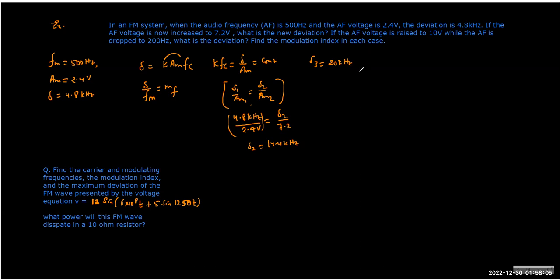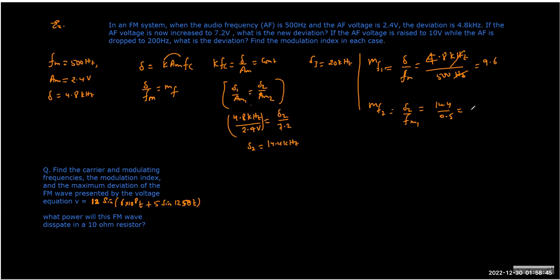So now the first modulation index is how much? The first delta by first FM. The first delta was how much? 4.8 kilohertz. And FM is 500 hertz. So this you can write as 9.6. That's it. The second case will be, similarly, delta 2 by FM, right? So 14.4 by 0.5. If you write in kilohertz, the answer is 28.8. And the last will be delta 3 by FM, 20 by 0.2. Everything is given, I think, right? So is it difficult to solve?